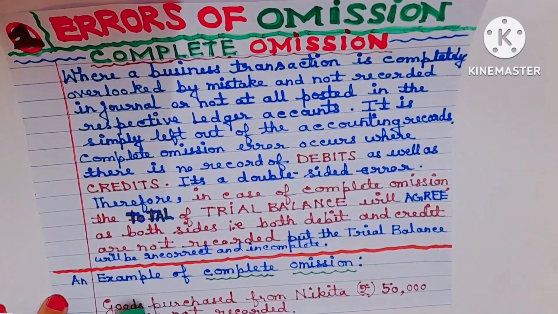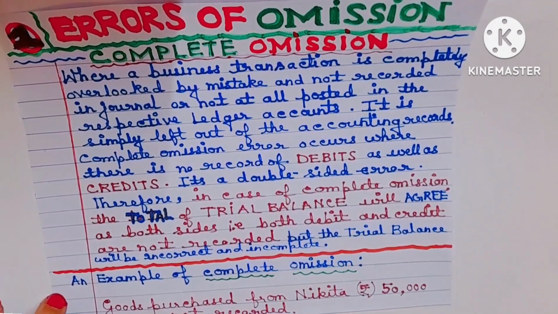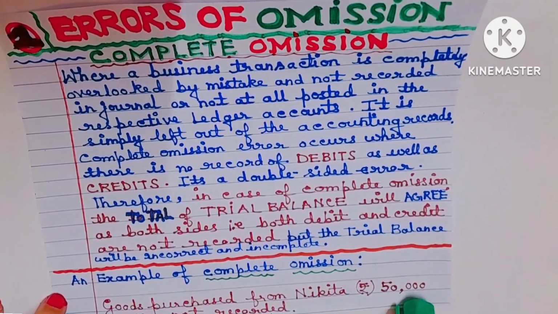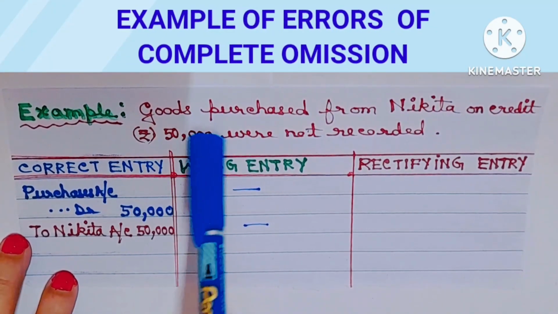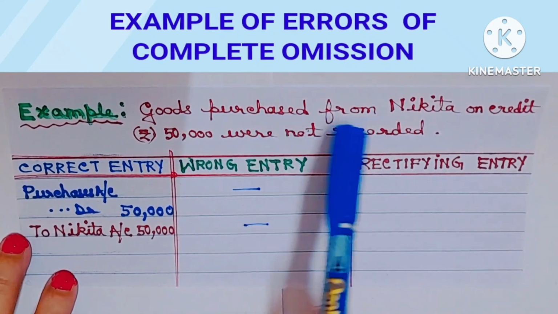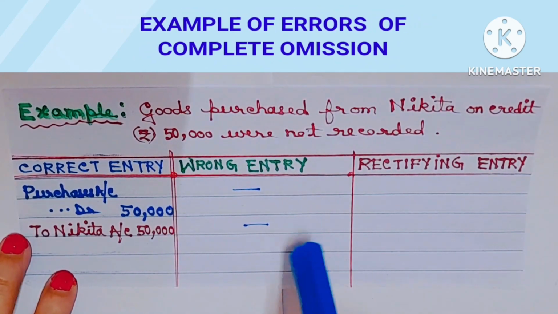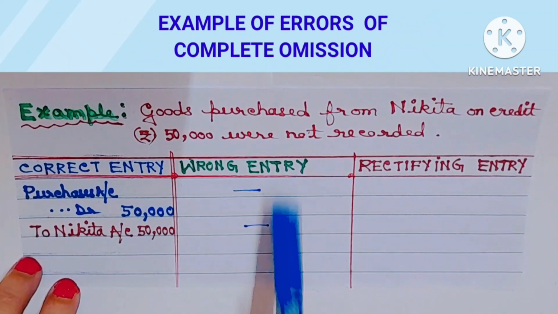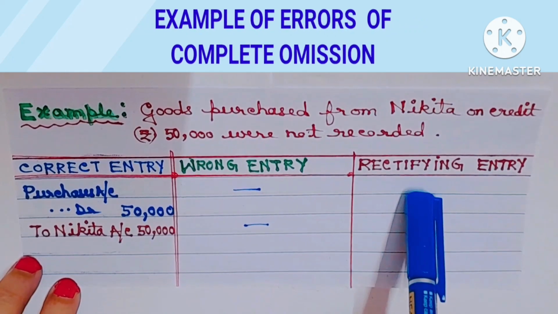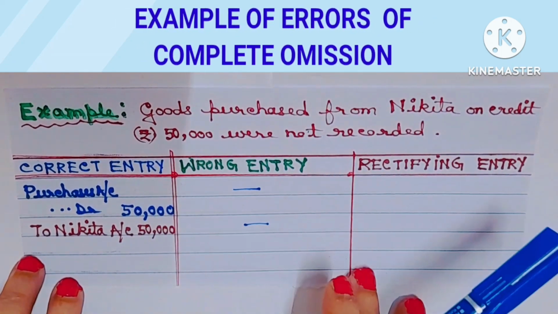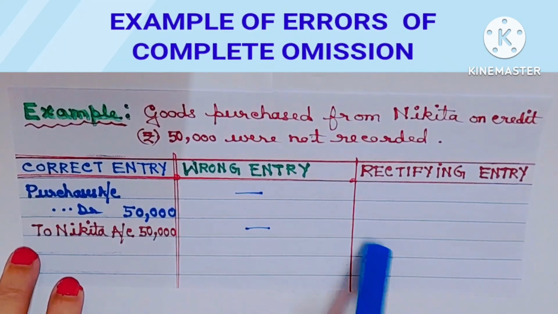Now let us take an example of complete omission so that you will understand better. Goods purchased from Nikita rupees 50,000 were not recorded. Okay? See, this is an example of errors of complete omission. Goods purchased from Nikita on credit rupees 50,000 were not recorded. Understood? So you got to draw 3 columns. First will be correct entry, second will be wrong entry, third will be rectifying entry. This is a working note. Before rectifying the entry, you have to do the workings. This is the workings. Understood?